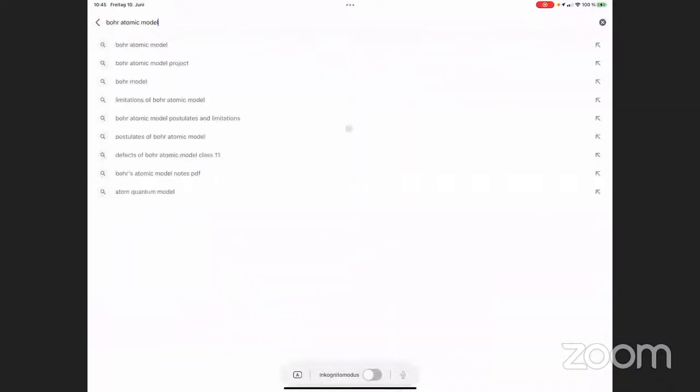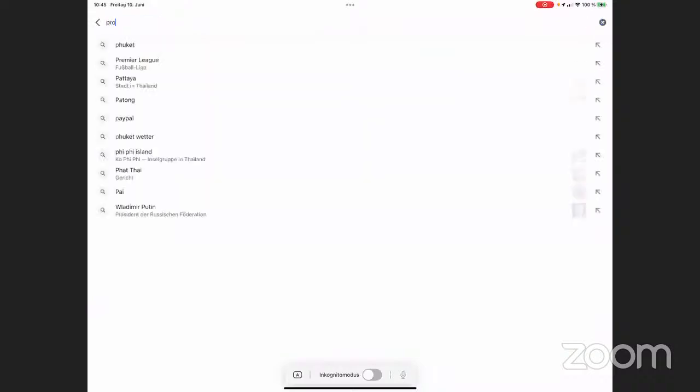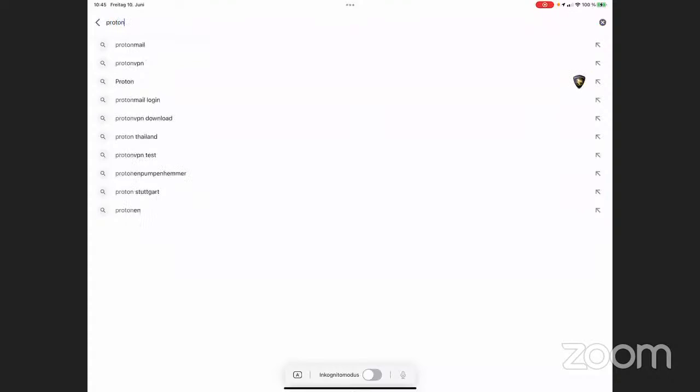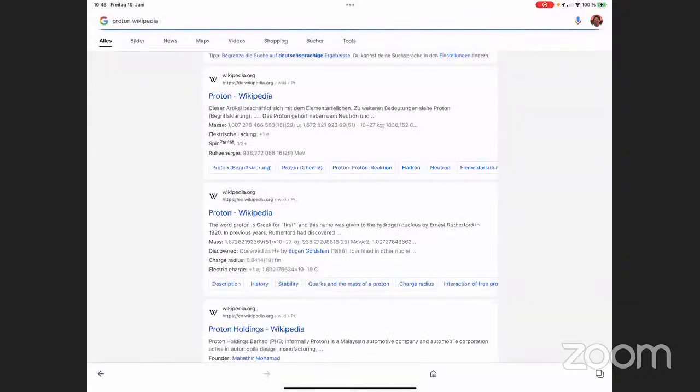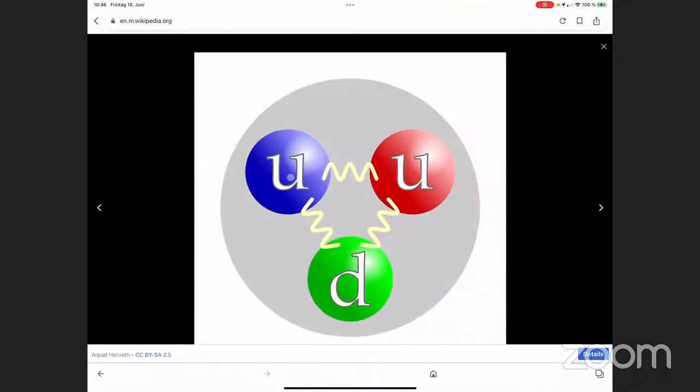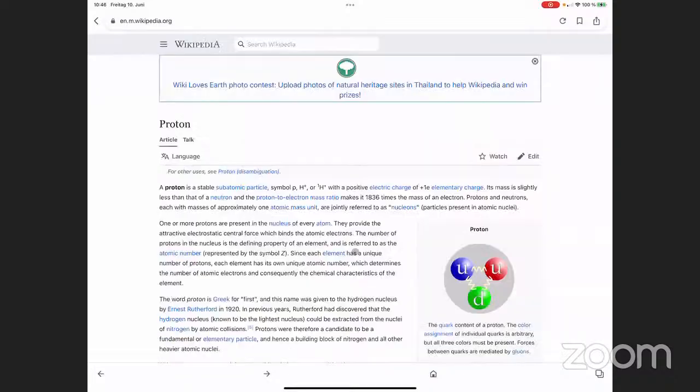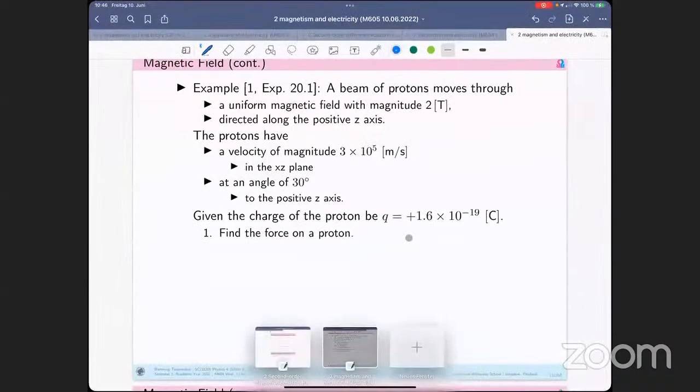But I would say the proton is not the smallest particle unit. It is actually made up of quarks: two up quarks and one down quark. You will see more detail about up quarks and down quarks in chapter 7 in the next semester. But at least you know something about the proton.